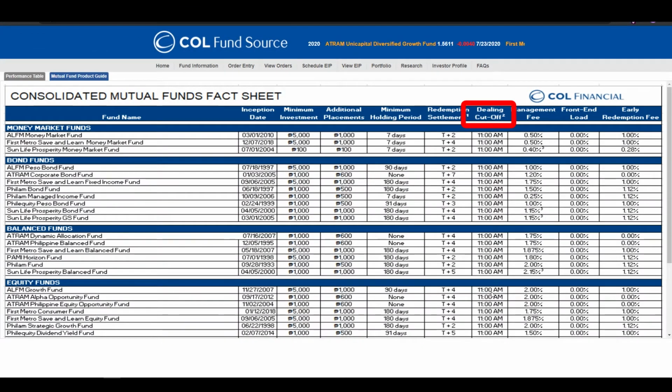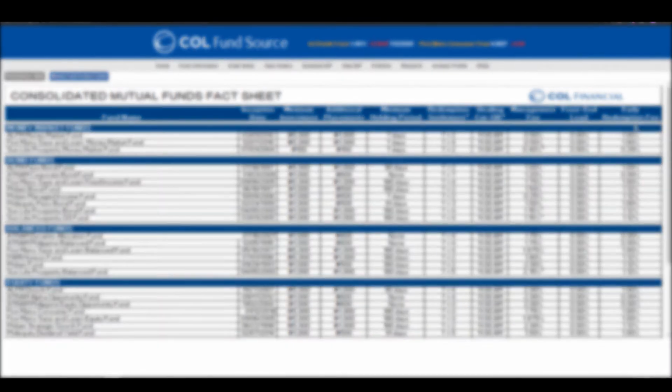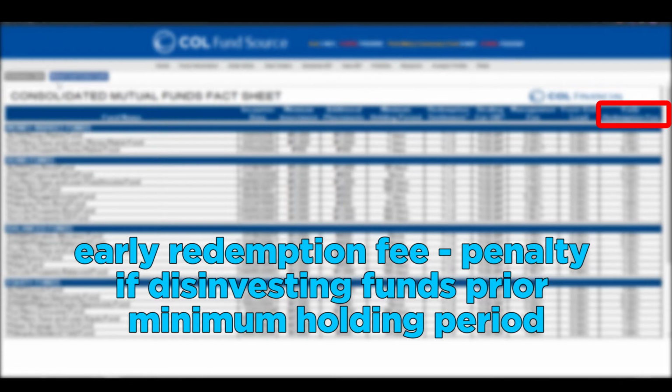Dealing cutoff is like a bank cutoff time. Any transaction past this will enter the following day. Management fee is what they use to pay their employees. Front end load, well, it's usually 0 here. An early redemption fee, if you redeem the fund earlier, you will have this much penalty.